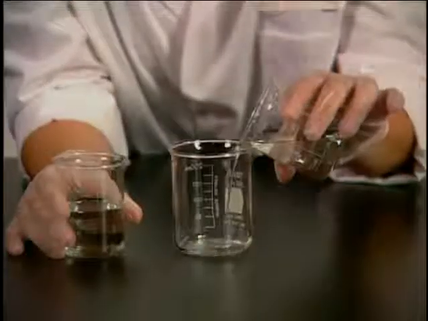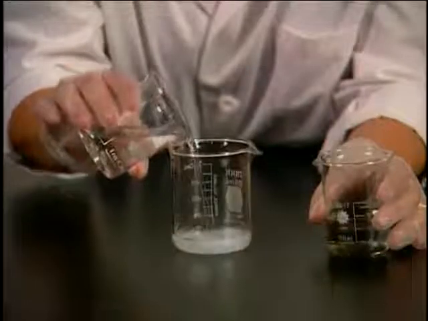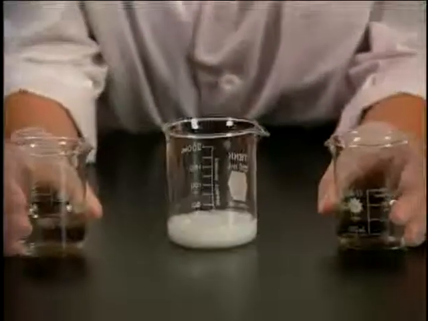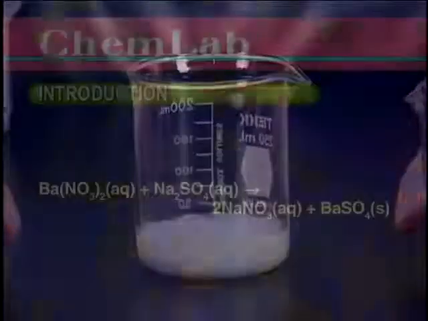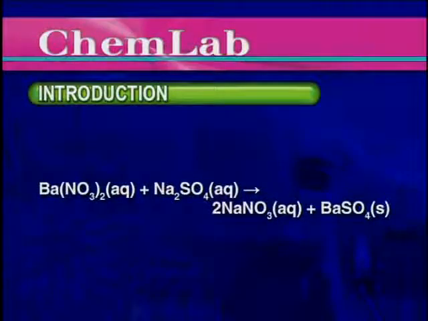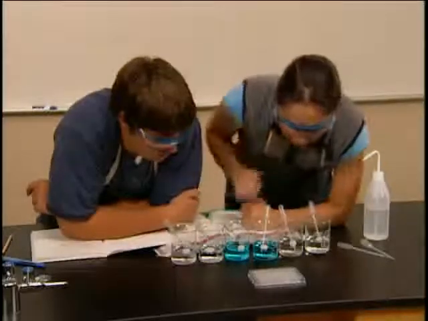If aqueous solutions of ionic compounds are mixed, some ions may interact to form an insoluble product called a precipitate. For example, if aqueous solutions of barium nitrate and sodium sulfate are mixed, insoluble barium sulfate will precipitate. The complete formula equation for this reaction is written as follows: Ba(NO3)2 aqueous plus Na2SO4 aqueous yields 2NaNO3 aqueous plus BaSO4 solid.